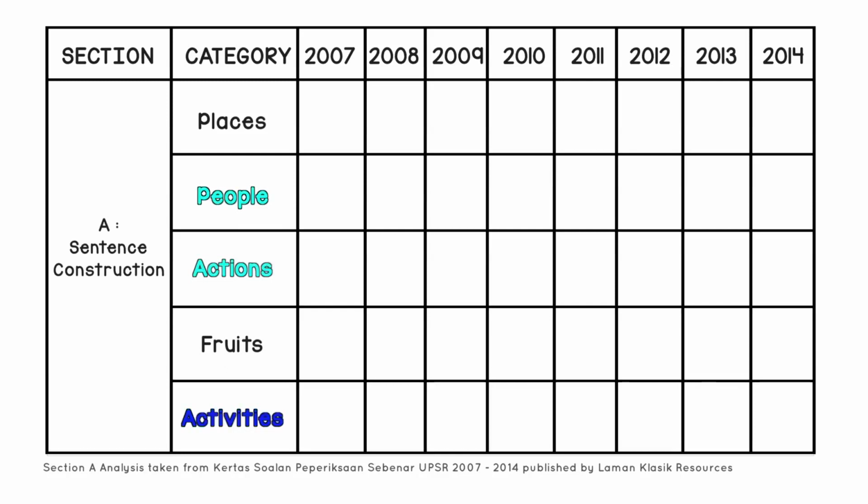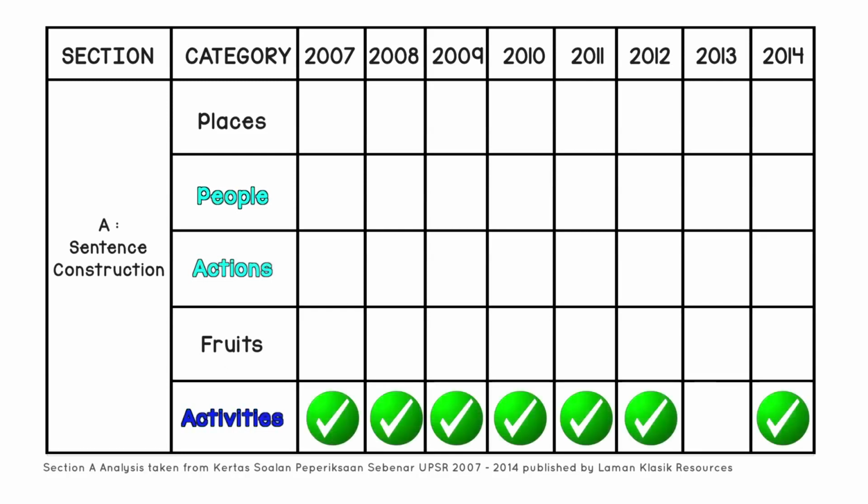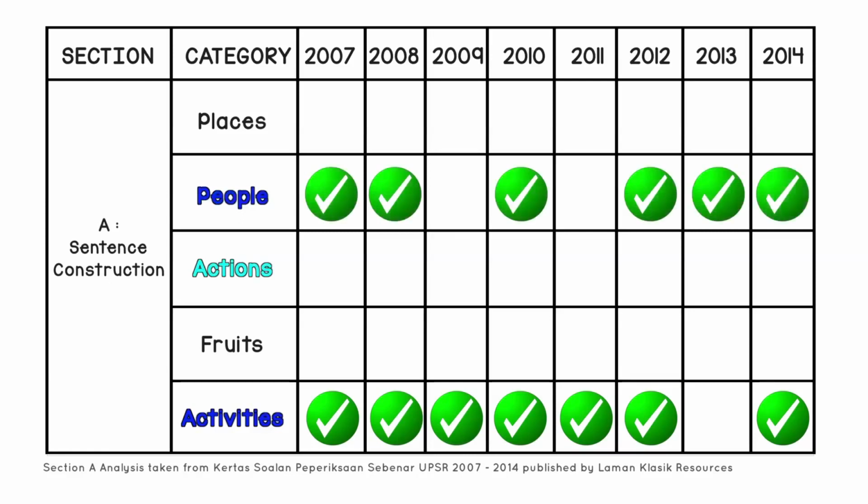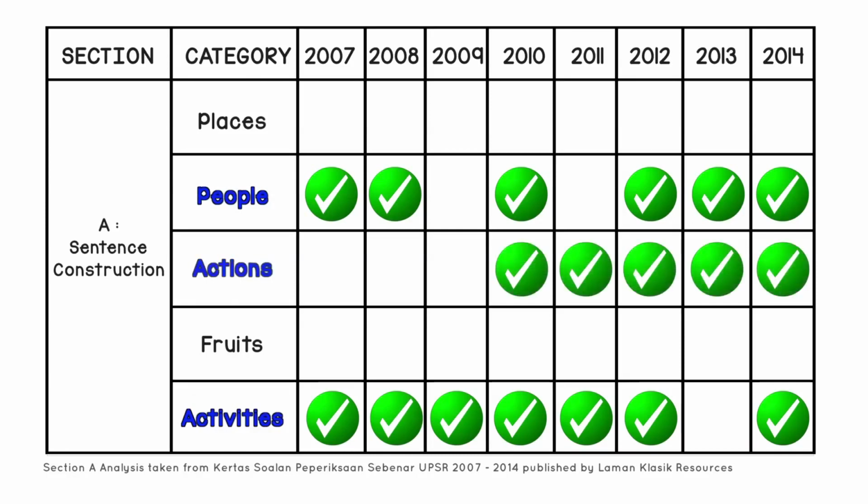The topic related to activities appeared every year except in 2013. Meanwhile, the topic related to people appeared every year except in 2009 and 2011. Topics related to actions is also popular. It appeared from 2010 to 2014.